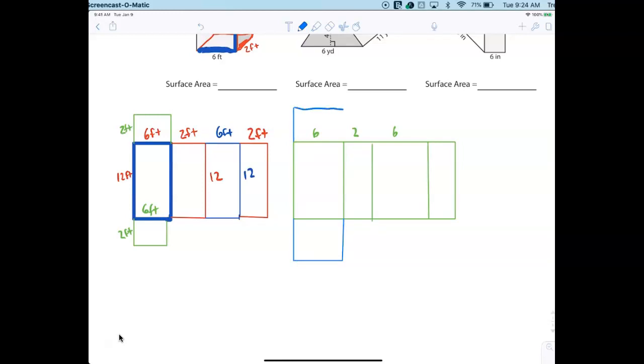And now, to me, I feel like that's a better representation. All right.